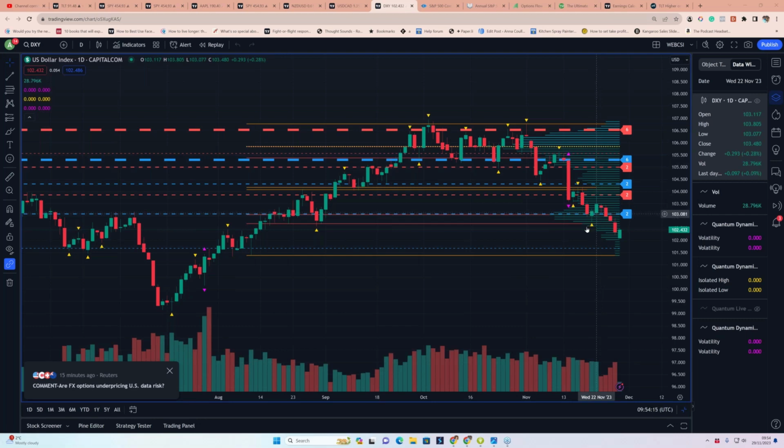But look at the wicks. Wicks are so important in candlestick analysis, because they tell you what the bias is and what is going to happen next. And yes, we had a decent amount of volume, and yes, it was a reasonably spread candle, but it's the wick to the top that tells you there is still weakness in this Dixie.